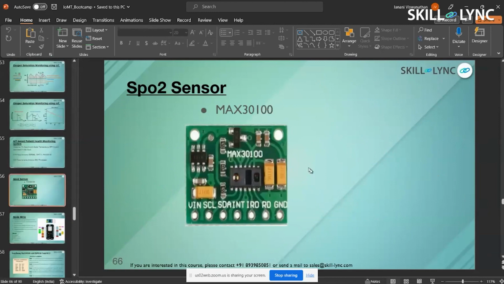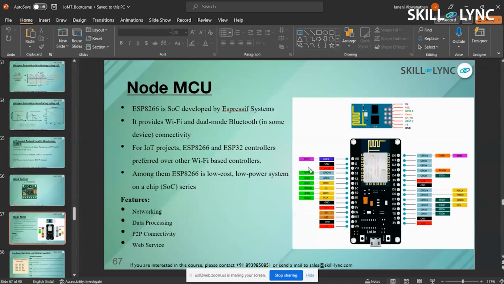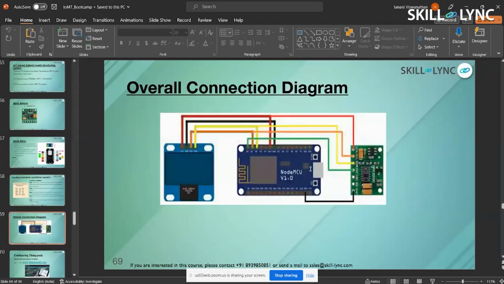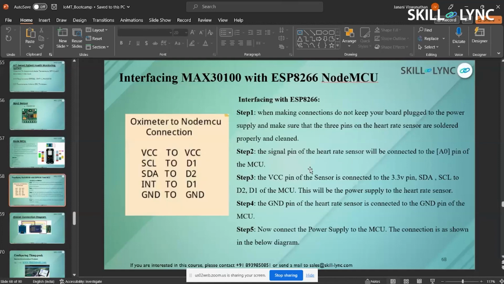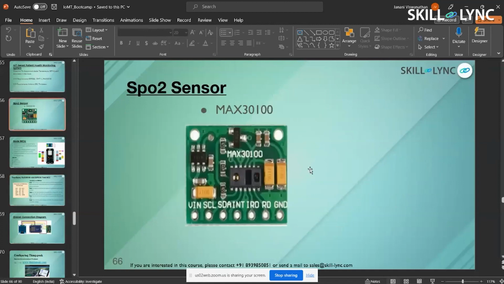As I'm running out of time, I thought of showing you a small development of SpO2 monitoring. We had also integrated a few other parameters. I had used two sensors, guys. One is the SpO2 sensor. This is the IR, this is the photodiode, and this is the IR component, as I just explained. This is the MAX30100 sensor.